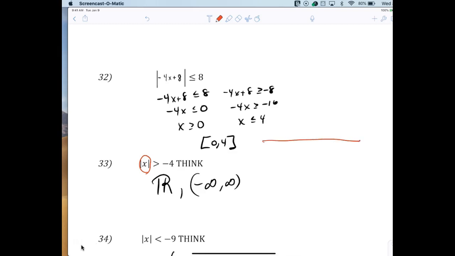So whenever you're having trouble with the interval notation, I tell kids to make the number line. 0, 4. Less than or equal to 4. Greater than or equal to 0. Right? Everything in between 0 and 4. So brackets are like this. Brackets mean equal.